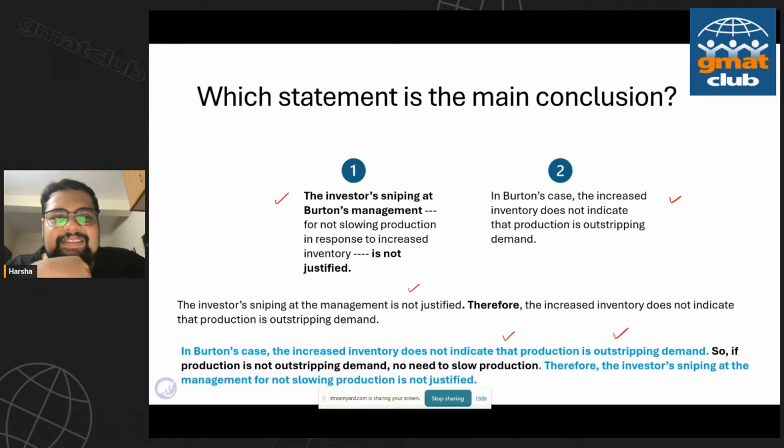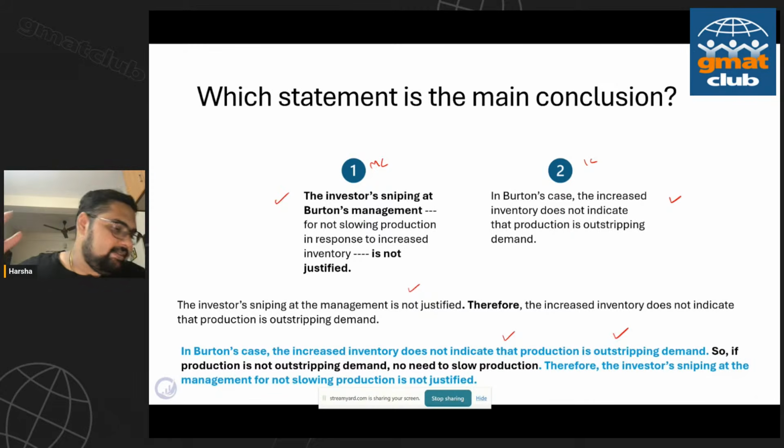End of the day, the investors sniping at Burton's management for not slowing down production in response to increased inventory is not justified. Therefore, the increased inventory does not indicate that production is outstripping demand. That doesn't make sense. The other sequence makes sense, where this is the intermediate and this is the main. How is that? In Burton's case, the increased inventory, and because you asked, right, in a slightly tougher case, does this test work? It works.